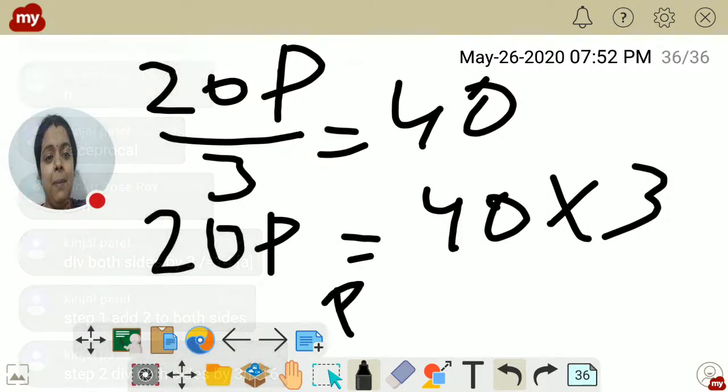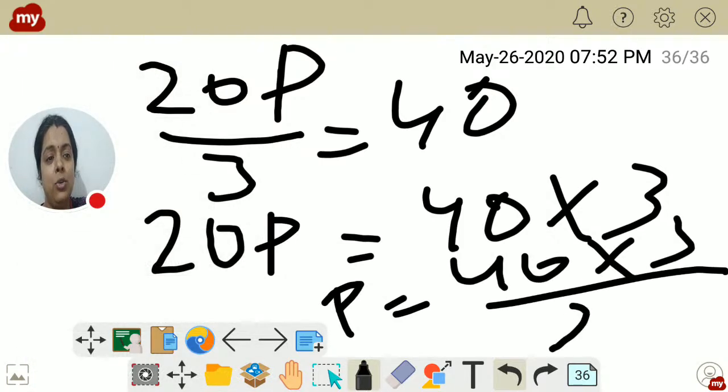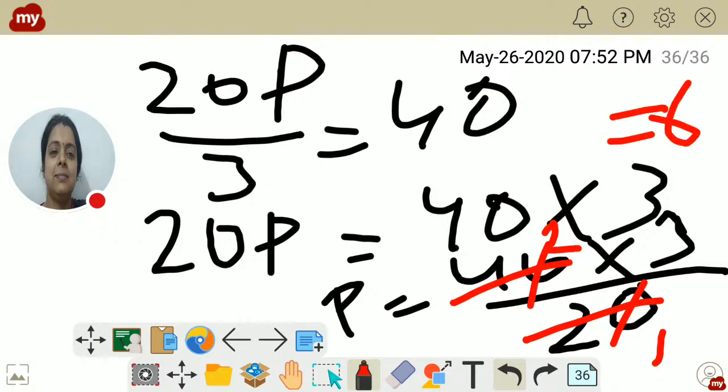Then p will be what? 40 multiplied by 3 by 20. Just solve it. How to solve it? Zero, zero, cut. Or you can easily say 2 1s are 2, 2 2s are 4, and 2 3s are 6.